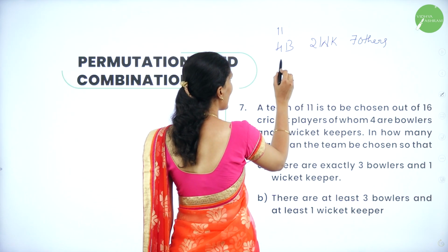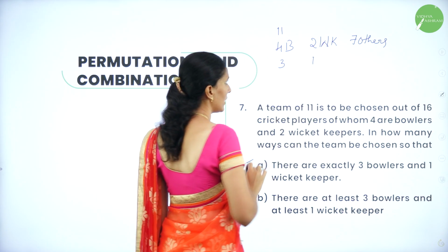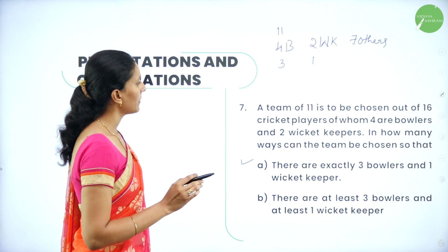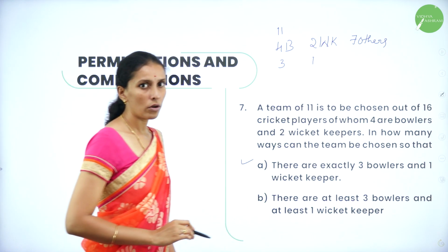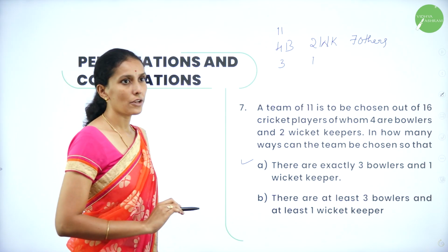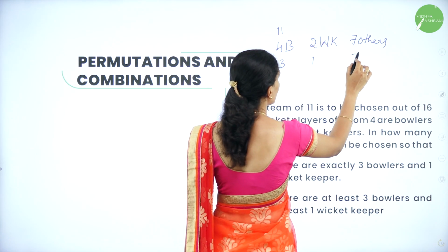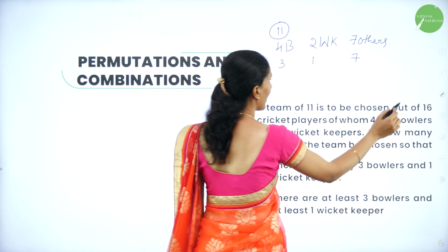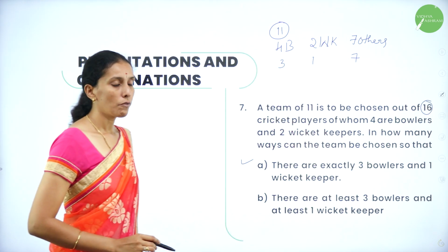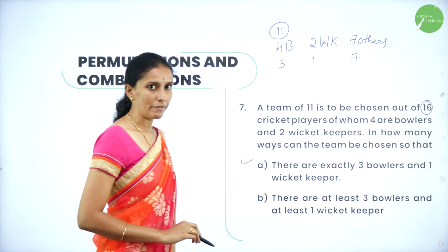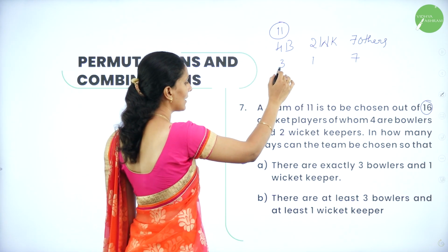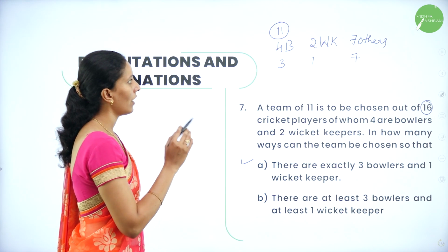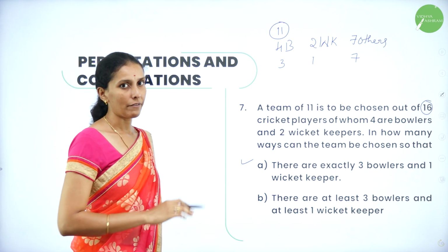If we have exactly 3 bowlers and 1 wicket keeper, how many are left now? 3 plus 1 is 4. So we have 7 people to choose, all 7, to form a team of 11. We have 16 players, and out of 16 players we have to make a team of 11, choosing exactly 3 bowlers, exactly 1 wicket keeper, and the remaining other players. So 3 plus 1 is 4, and 4 plus 7 will be 11.